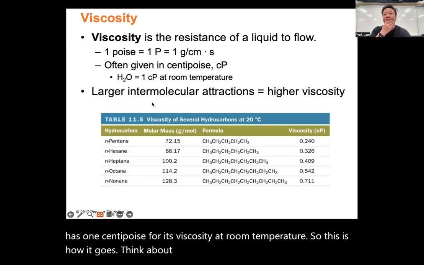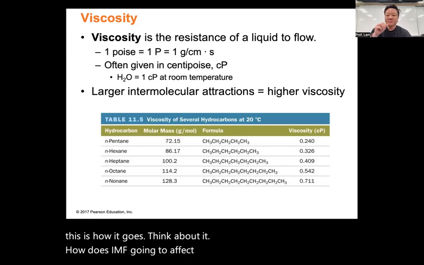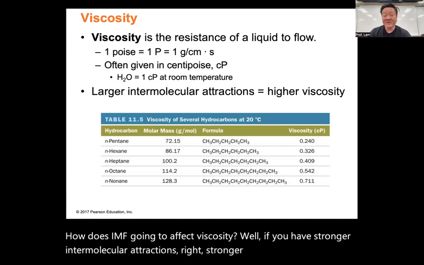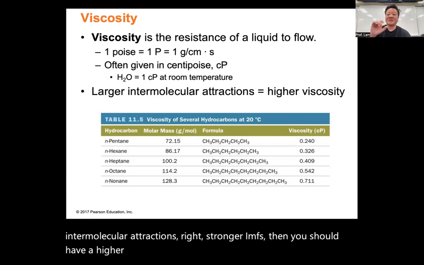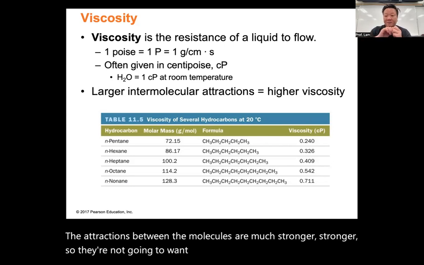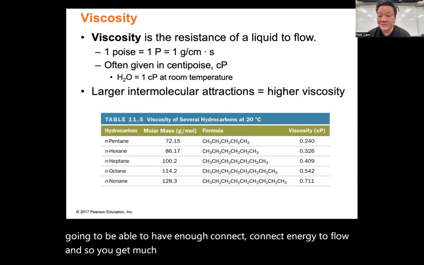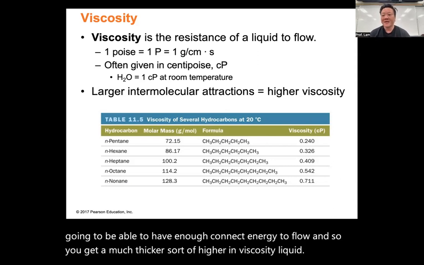Think about it. How is IMF going to affect viscosity? Well, if you have stronger intermolecular attractions, right, stronger IMFs, then you should have a higher viscosity because the attractions between the molecules are much stronger, so they're not going to want to flow very well, right? They're not going to be able to have enough kinetic energy to flow. And so you get a much thicker, sort of higher viscosity liquid, okay?